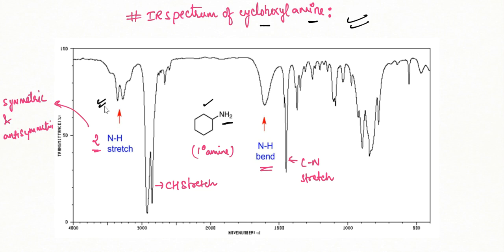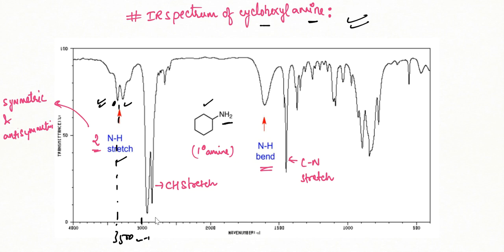So guys, this is how it is going to appear. It looks like a doublet, but it is not a doublet because the frequencies are so close. That is why it looks like a doublet. This one on the left-hand side, at the higher value, is for the anti-symmetric, and this one is for the symmetric. So these are our two nitrogen-hydrogen stretching frequencies, and they are going to be around 3500 cm⁻¹.